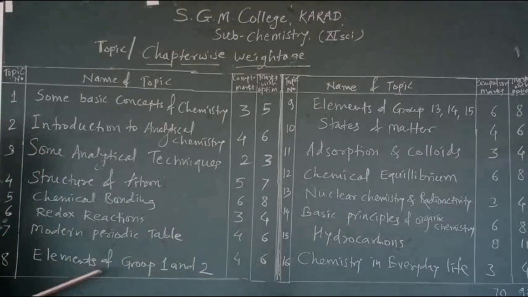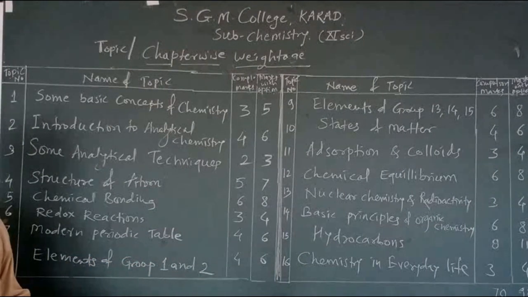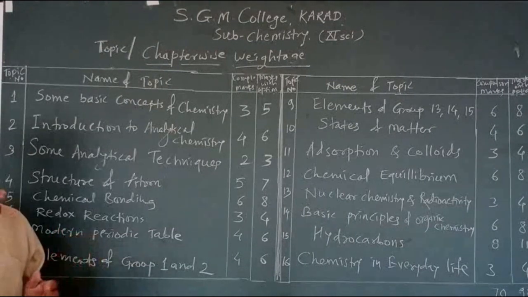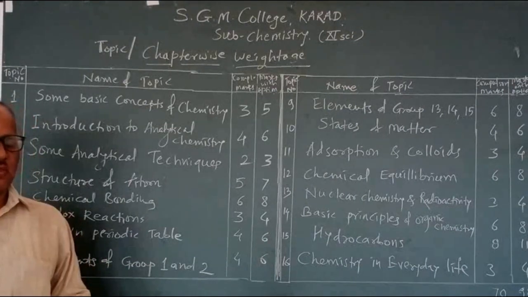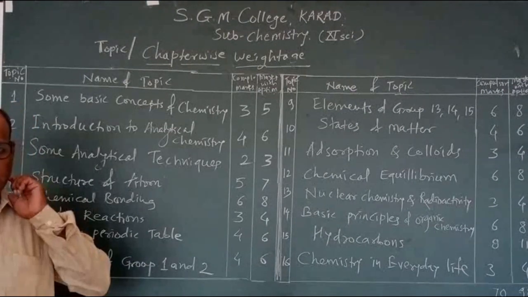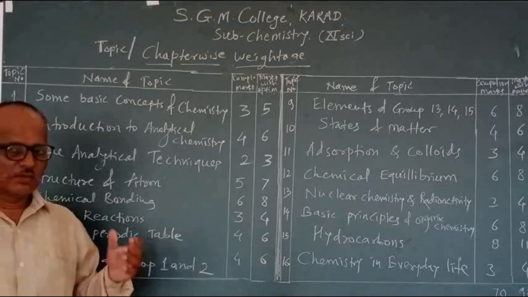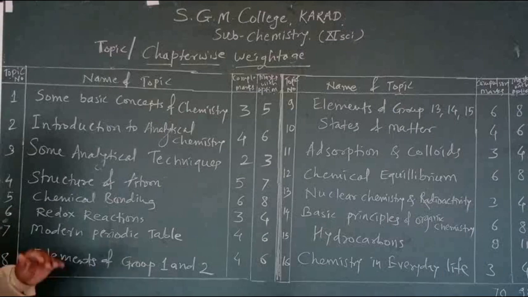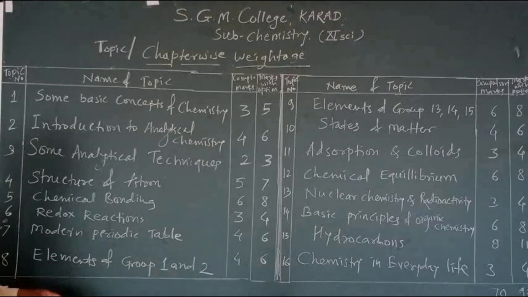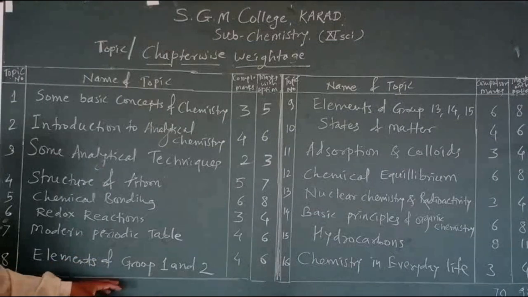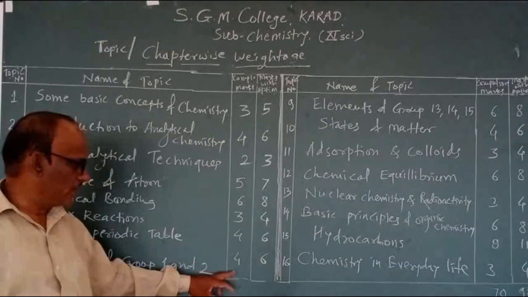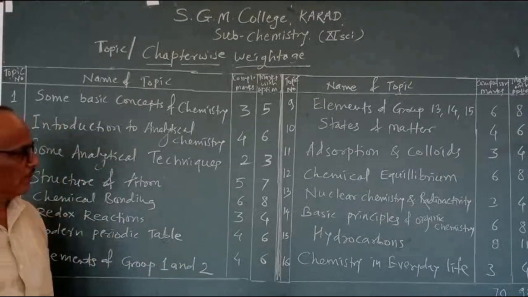Then topic number 8, elements of group 1 and 2. After studying the periodic table, you know that groups and periods are there in the periodic table. Vertical lines are called groups. There are total 18 groups, and horizontal rows are called periods. In your syllabus, topic number 8, group 1 and 2, that is alkali metals and alkaline earth metals, are included in this topic. You have to study these two groups in detail. It carries 4 marks compulsory and 6 marks with option.